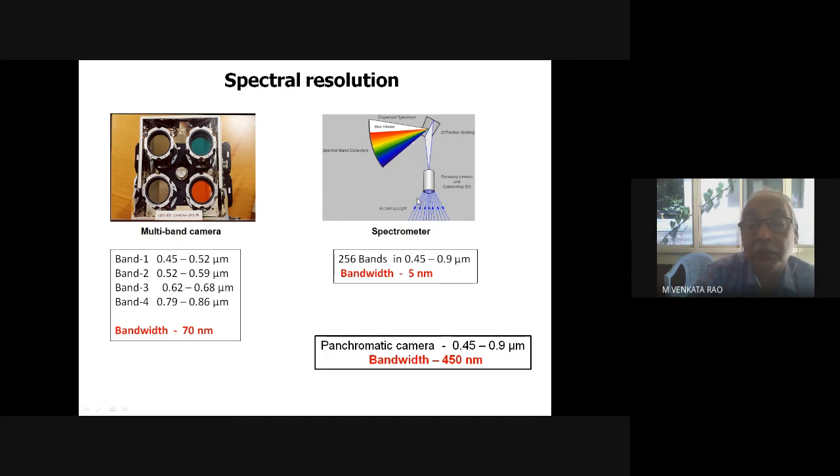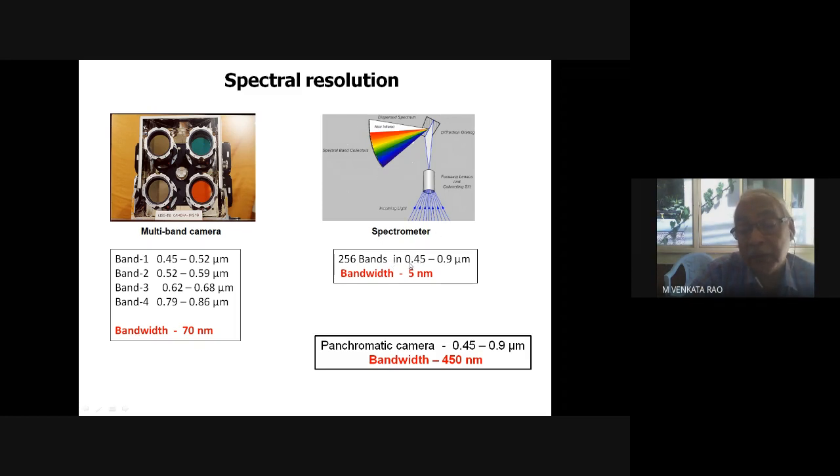There is a third, the spectrometer. I will explain this at a later stage, but right now, what happens is, you must have done some experiments in your physics laboratory using a prism or a grating. Once you put in white light, you will get the full spectrum, from violet to red. So this spectrum is put on a detector. Very narrow spectral band imaging will be done with a spectrometer.